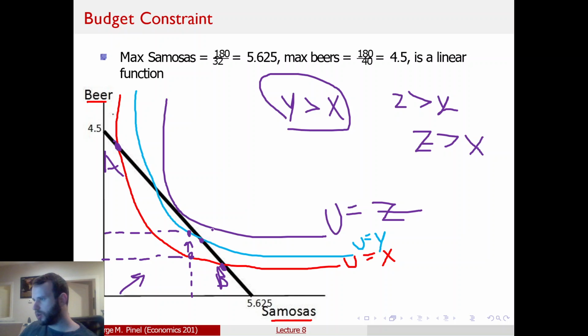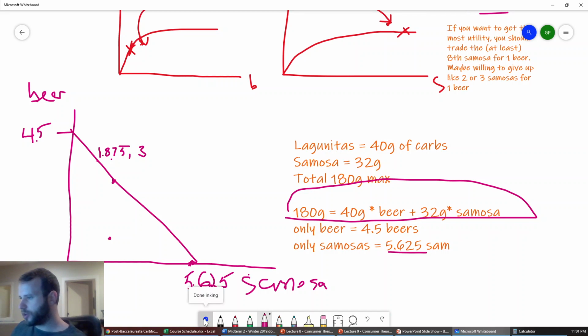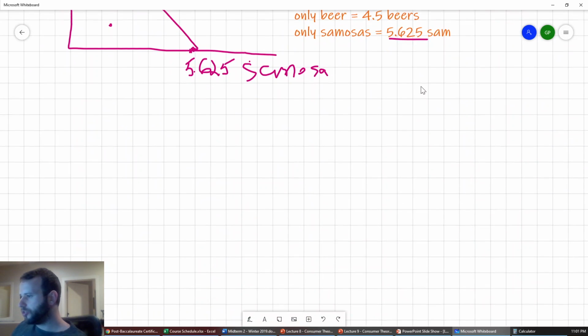This point here, call it C. This point over here, call it D. And this point over here, you can call it E. A, B, C, D, and E all exhaust the budget constraint. In fact, I want to do this on the whiteboard so that you can reference it in your notes. So let's just do this real quick.